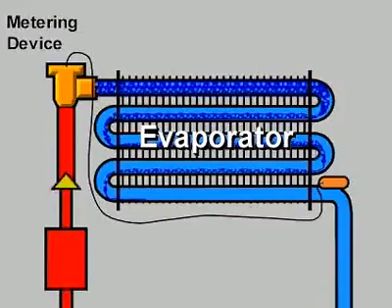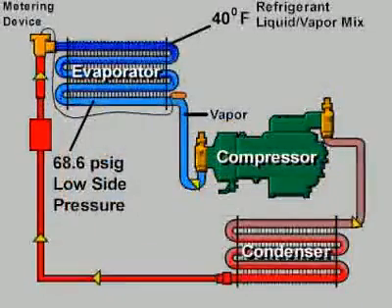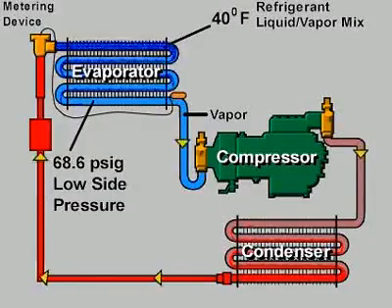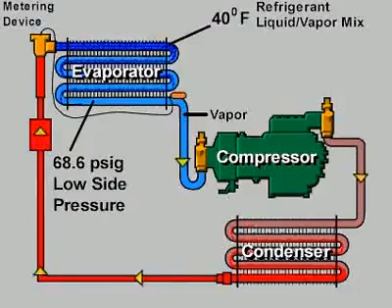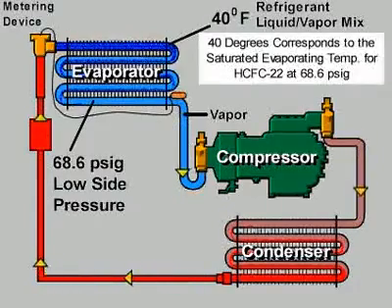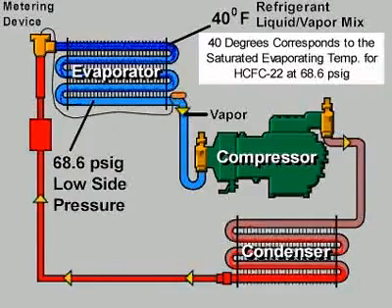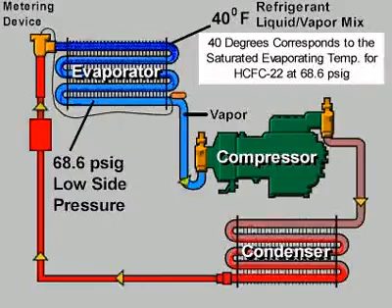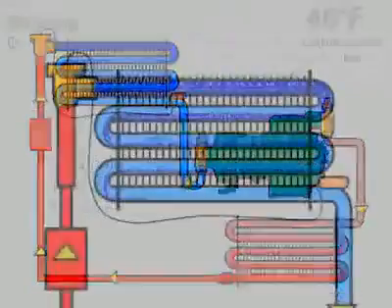through the copper tubes. Inside the evaporator tubes, the refrigerant pressure is held at 68.6 psig by the suction action of the compressor, which draws off the refrigerant vapor and maintains the evaporator or low side pressure. This pressure corresponds to a boiling point of 40 degrees for HCFC-22. This is called the saturated evaporating temperature.